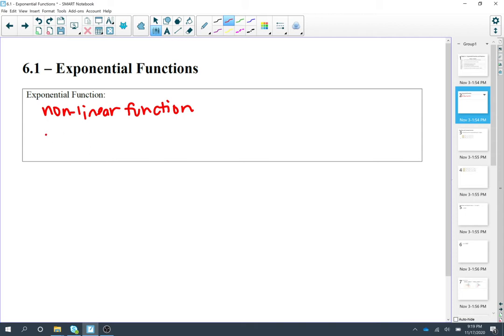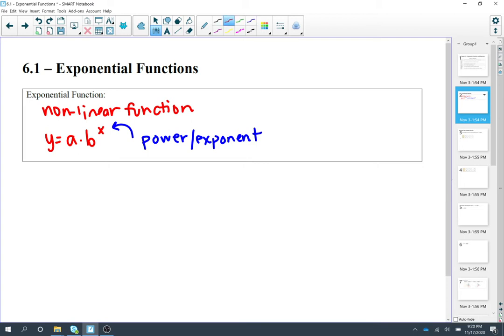It can be written as y equals a times b to the x power, and the key here is that the x is actually an exponent or a power. Okay, so that's not b times x, it's b to the x power.